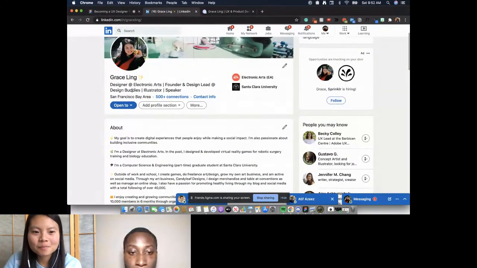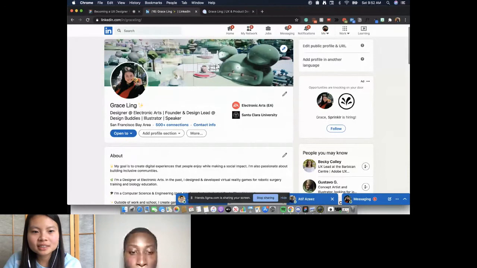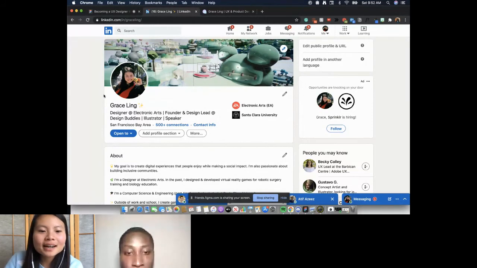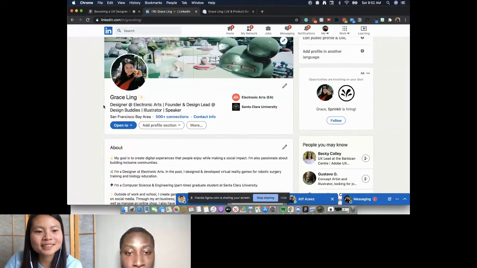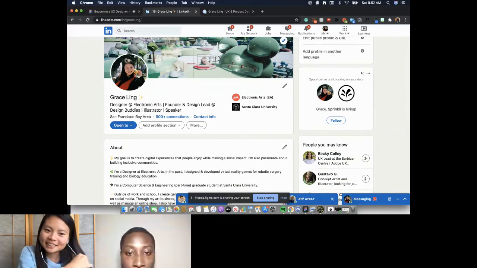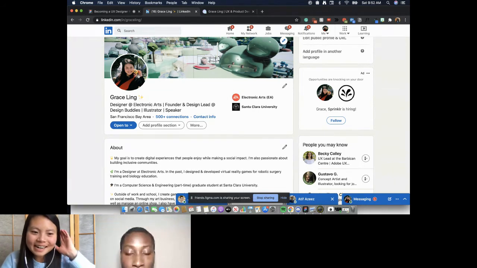The first thing people see is your cover photo and your profile picture. So make sure you have a profile picture that people can identify as you, usually professional or something that showcases your personality. I recently changed it to me holding an emoji because it showcases my personality more. And I also show what I do.